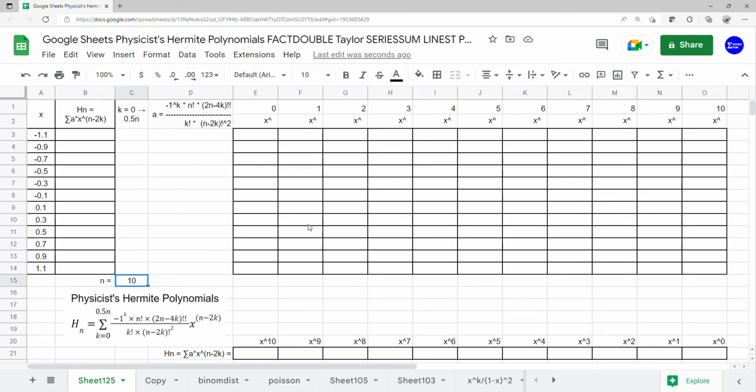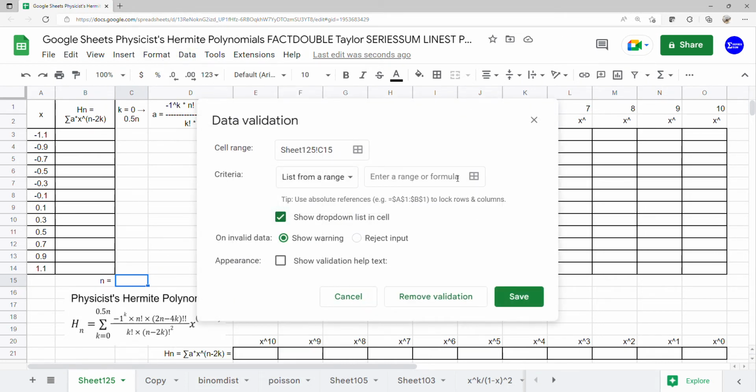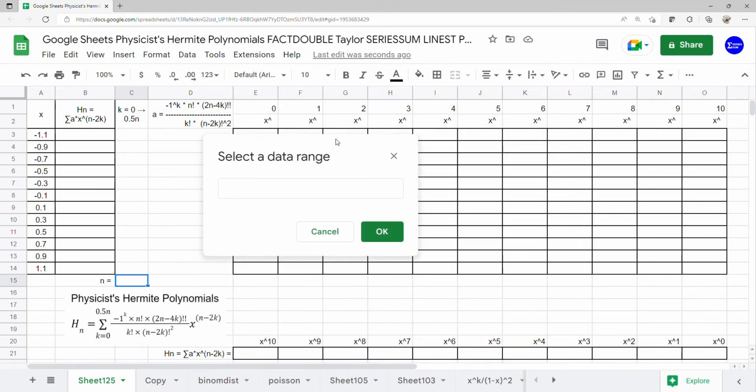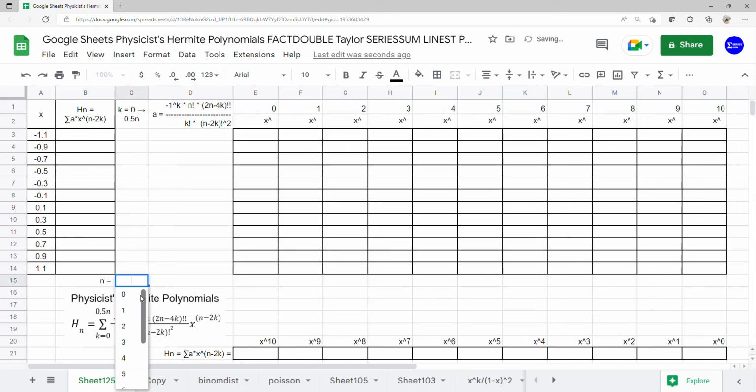In this video, we show the Physicist Hermite polynomials using the functions FACTDOUBLE, SERIESSUM, and LINEST. We begin with the values of n, where n is from data validation over the range 0 to 10. And save. So our value for n starts from 0 up to 10.